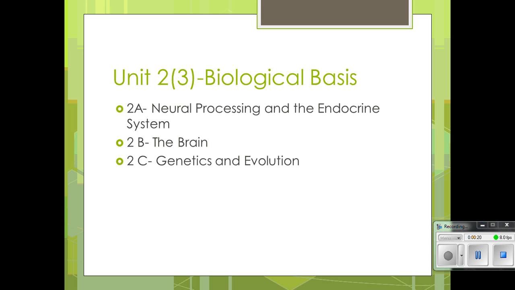2A, in the textbook it's 3A. It's going to cover neural processing and the endocrine system. We'll spend about a week on the first little small subsection. 2B, which is 3B in the text, covers all the structures of the brain, and we'll spend another week on that. And then 2C, a small section in the back, talks about genetics and evolution, and that's 3C in the textbook.